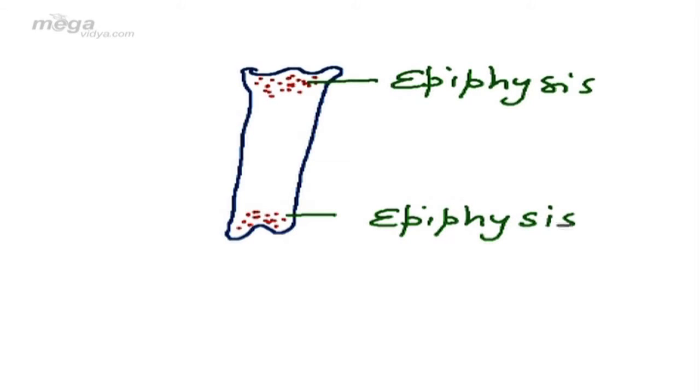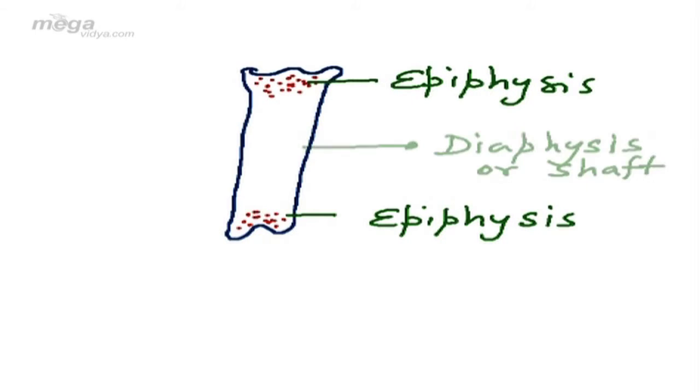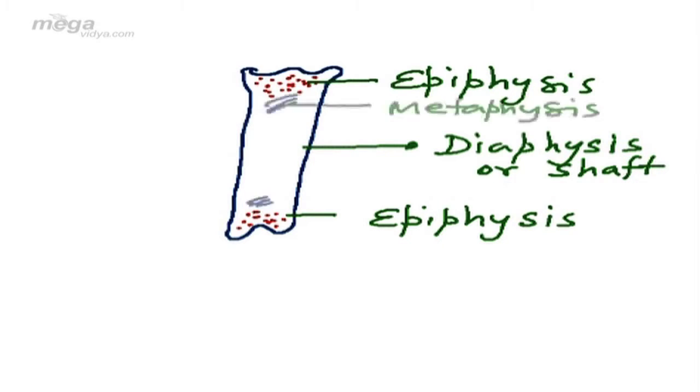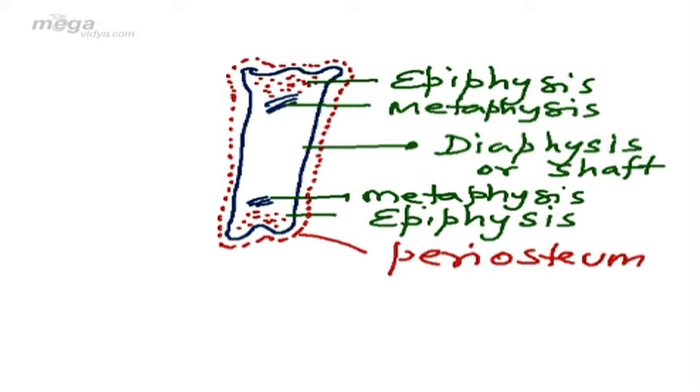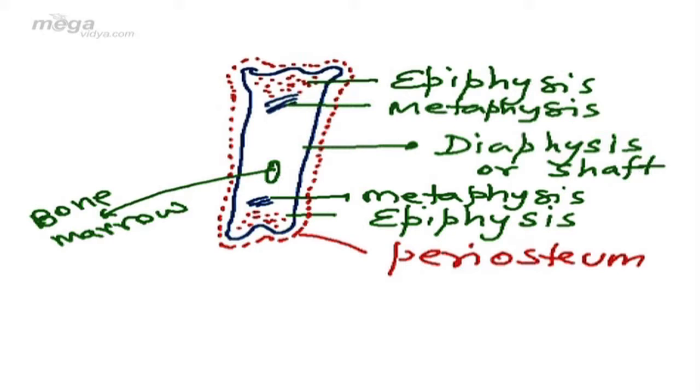Looking at the diagram of a bone, the ends of the bones are known as epiphyses. The main part of the bone is called shaft or the diaphysis, whereas metaphyses act as a separation between epiphysis and diaphysis. Bone is covered over by a membrane which is known as periosteum. Inside the bone, a cavity is present which is known as bone marrow.